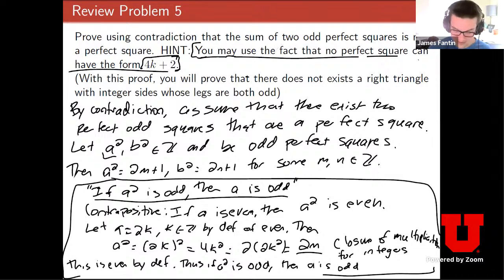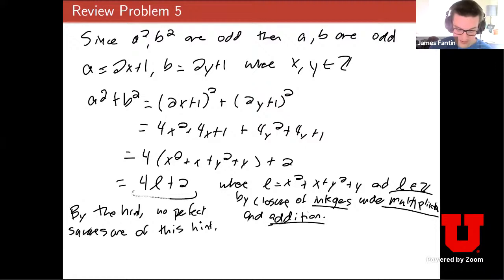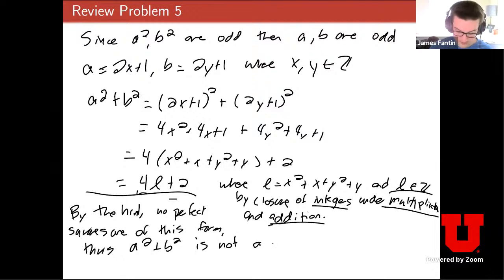But make sure to state them. Don't just stop the proof here and get to here and then be like done. Use the hint, which tells us that it's of this form, thus this is not a perfect square. So thus a squared plus b squared is not a perfect square. Don't just stop the proof here because the hint tells us that it's not a perfect square. You need to use the hint to explain that.